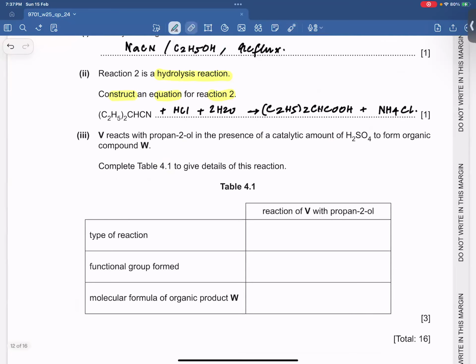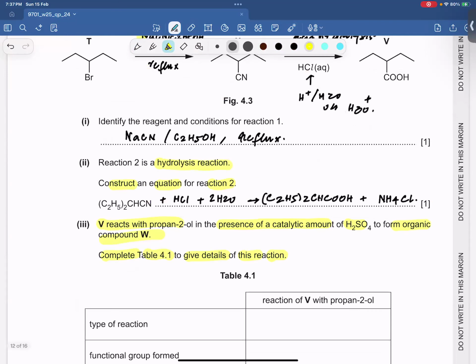V reacts with propan-2-ol in the presence of a catalytic amount of H2SO4 to form organic compound W. Complete table 4.1 to give the detail of this reaction. V is a carboxylic acid. When carboxylic acid reacts with alcohol, an ester is formed, all right? So the type of reaction is condensation, because whenever ester is formed, the functional group formed is ester.